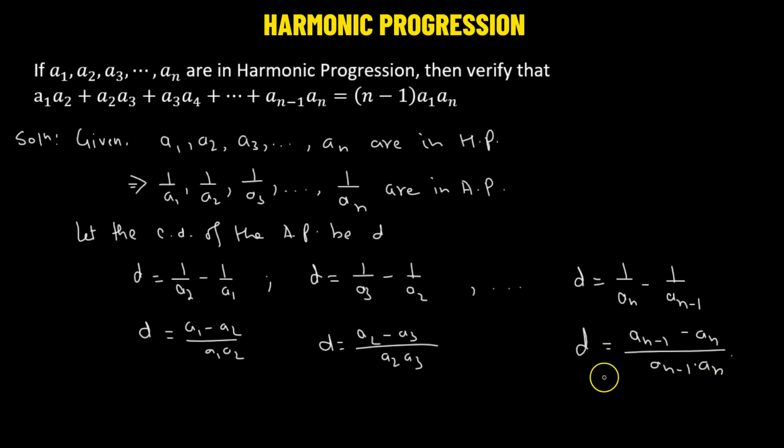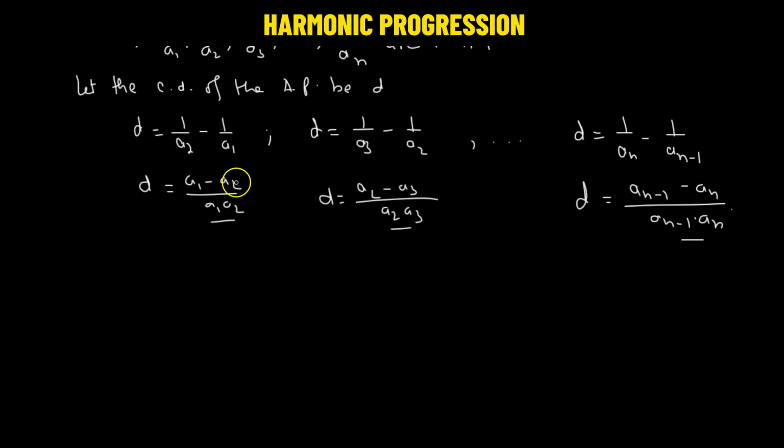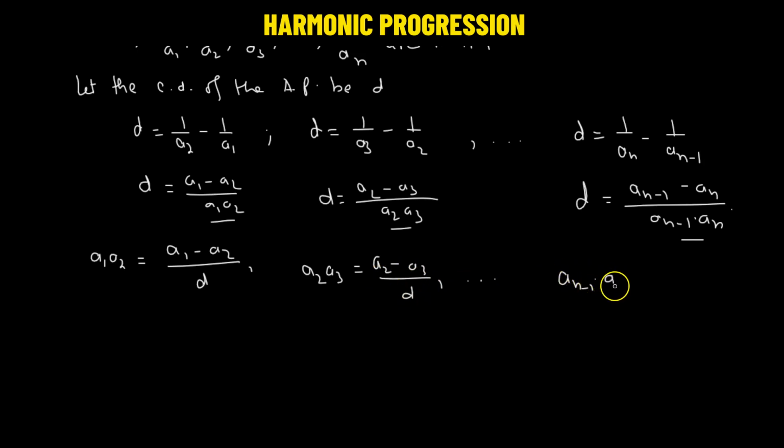So now that we have the common difference, let's try to extract A1 times A2, A2 times A3 from each of the common difference, because we'll be needing them. Okay, fine. So we can rewrite this as A1 times A2 equals A1 minus A2 divided by D. Then we have A2 times A3, which equals A2 minus A3 divided by D. So this is going to continue. And then we have A(n-1) times AN, which equals A(n-1) minus AN divided by D.